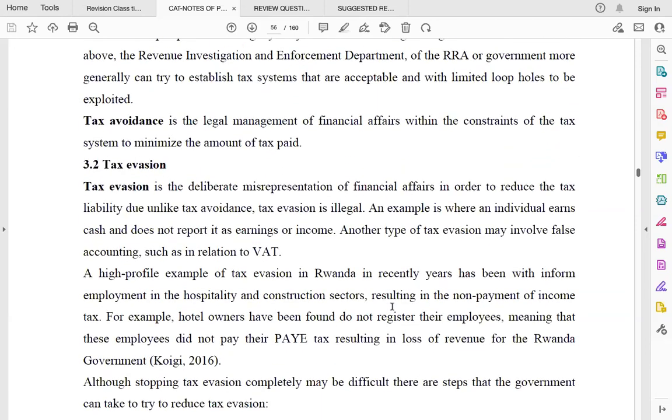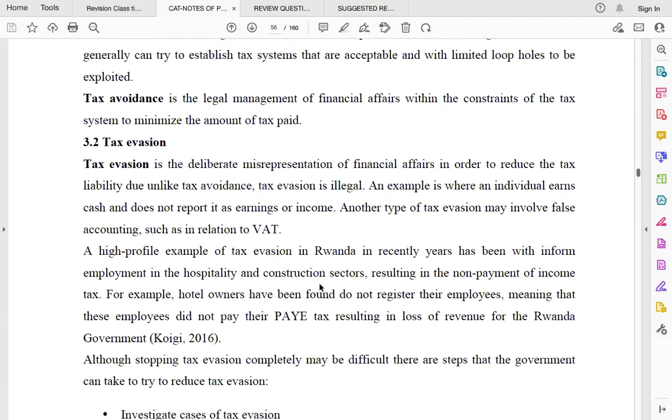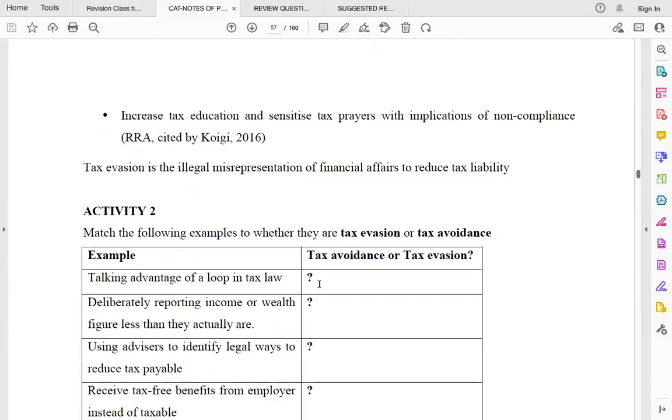Whereas tax avoidance is acceptable, tax evasion is illegal, because it is a deliberate misrepresentation of financial affairs, trying to reduce the tax liability due, unlike tax avoidance. The two are different. Tax avoidance, acceptable. Tax evasion, not acceptable because it is illegal. Misrepresentation of financial statements with the aim of reducing taxes. Any questions so far?